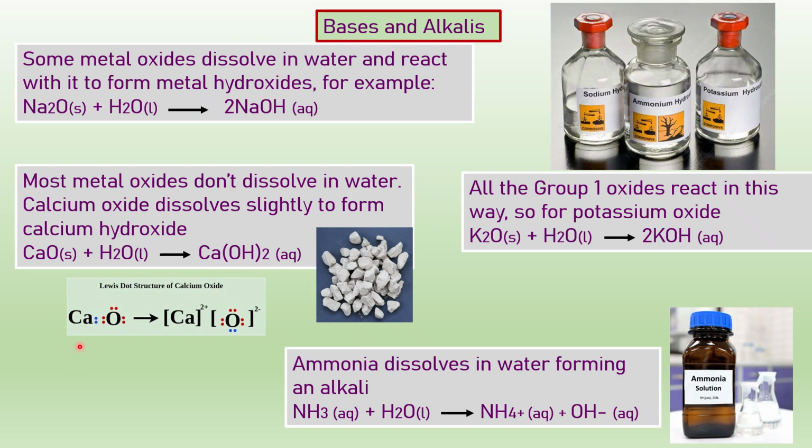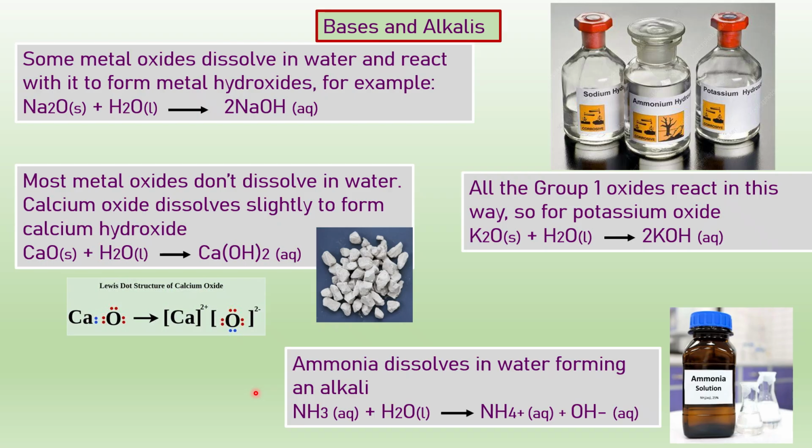Now this is calcium oxide. This is the Lewis dot structure of calcium oxide. The electrons are arranged to form two ions. Calcium ion, which is divalent, 2 plus, and oxygen ion, which is also divalent, 2 but negative. It carries the negative charge and the calcium carries the positive charge.